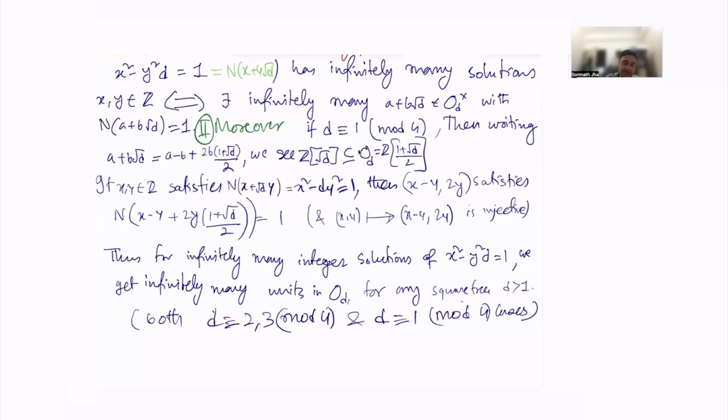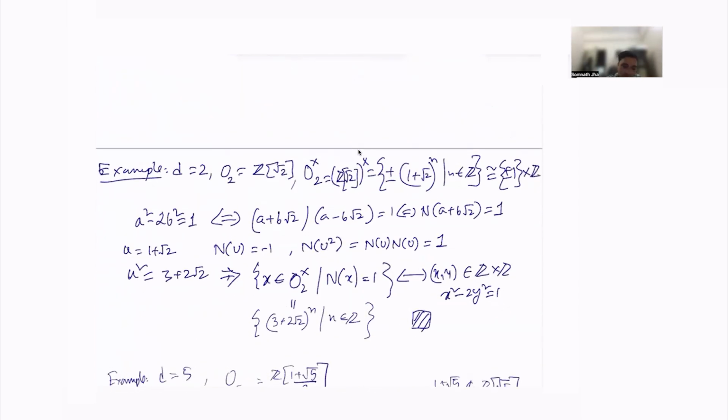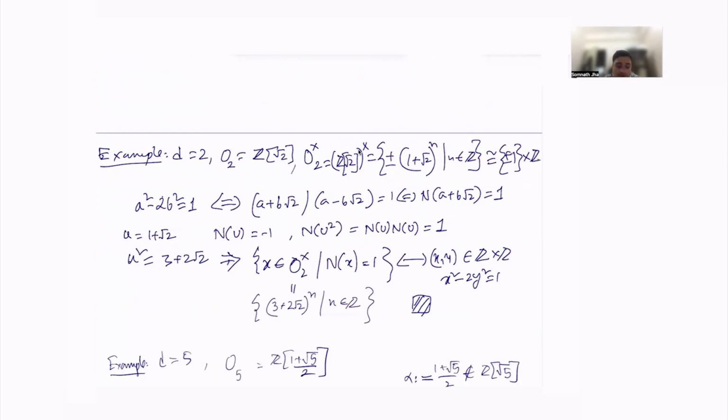So for both cases, it suffices to show that if x square minus d y square equal to 1 has infinitely many solutions, then you get infinitely many units in O_D. Okay, so that's the goal. So focus now on studying this. Let's see an example before we go into the theory.